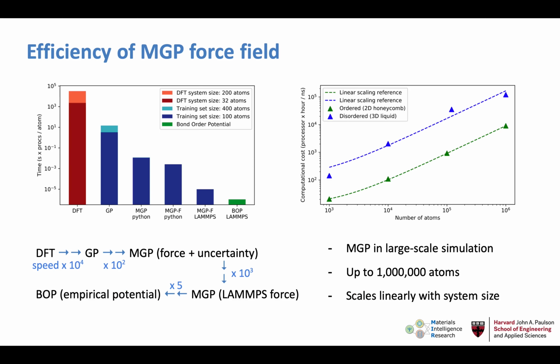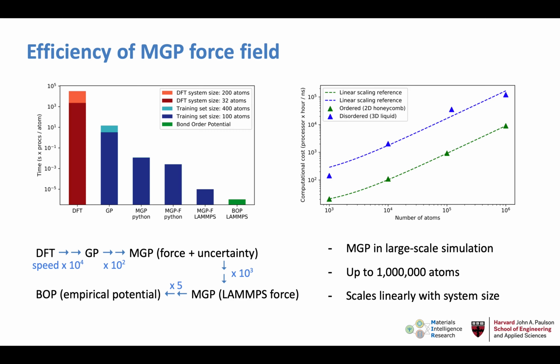To demonstrate the efficiency of the MGP force field, we compared different methods including the density functional theory, GP regression, mapped GP implemented both in Python and high-efficiency C code in LAMMPS, with or without the uncertainties, and with one empirical interatomic potential, the bond order potential.